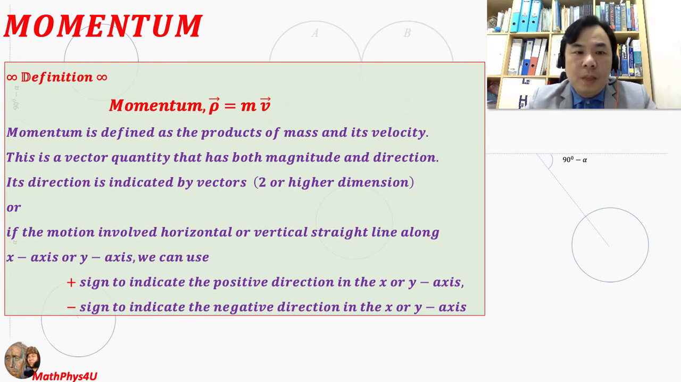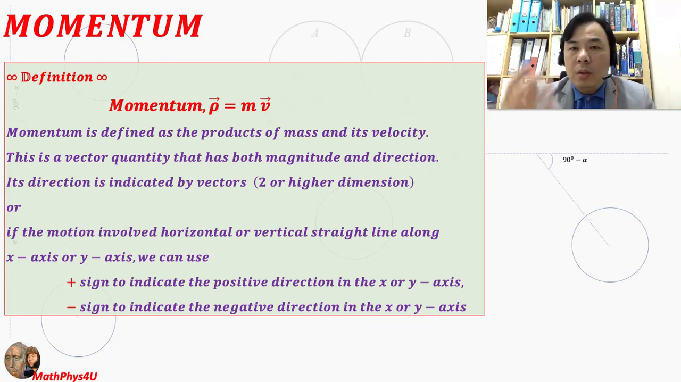And in order to indicate the direction of momentum, you can either use a vector to represent the direction, or you can use a simple sign, positive or negative, just to signify whether it's moving in the positive direction of the x-axis or in the negative direction of the x-axis, or vice versa in the y-axis.